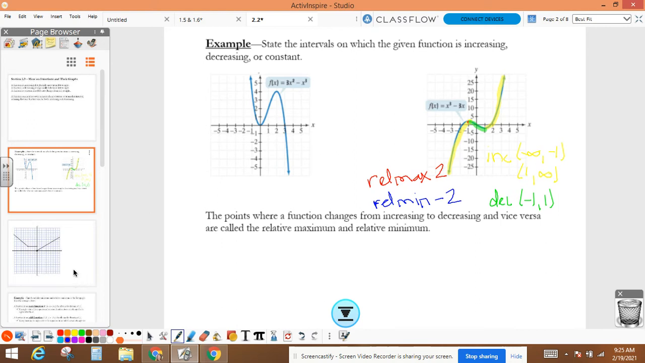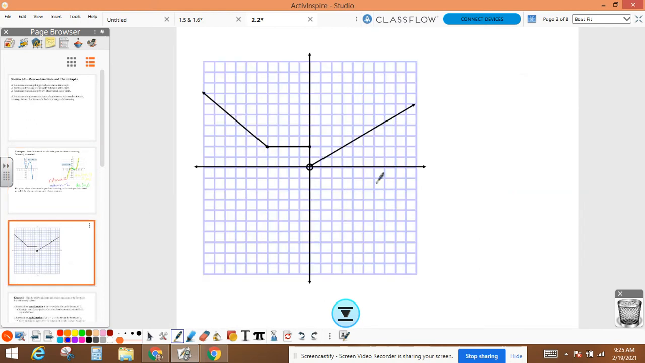All right, so here's one for you to try. When is it increasing? When is it decreasing? When is it going to have a max or a min? When is it constant? All right, so let's start with increasing. So remember, we go from left to right. So this is decreasing, constant, increasing. So it increases from 0 to infinity.